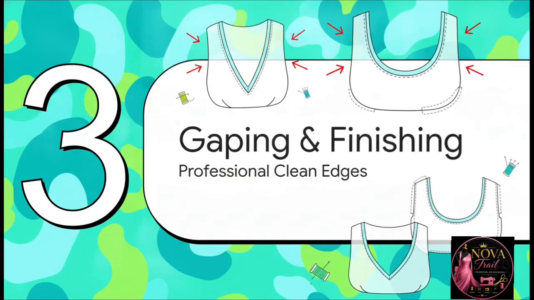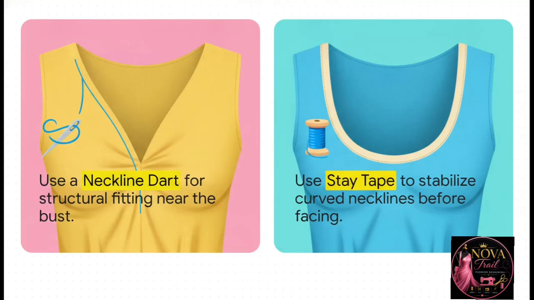Section 3, Gaping Fixes and Finishing, Achieving Professional Clean Edges. So you've drafted your beautiful shape, but you hit the classic beginner trap, gaping. This is when the neckline, especially on deep V's or scoops, stretches out and droops away from the body. To fix it, you have 2 professional options. You can use a neckline dart, which permanently transfers excess fabric out for a closer structural fit.